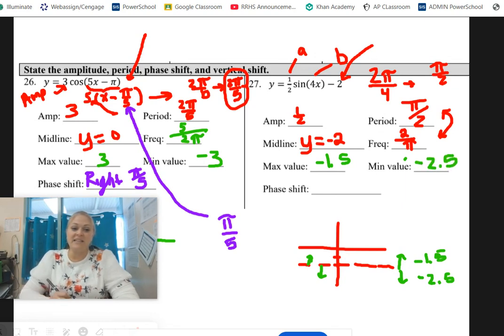And in this case, the phase shift, I look at if it went right or left, and it did not have anything in here that I needed to factor out or add or subtract from it. So my phase shift does not exist or is not applicable.